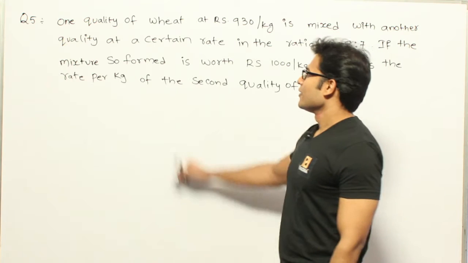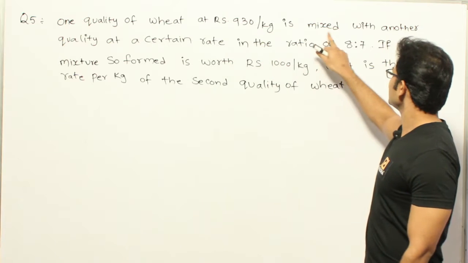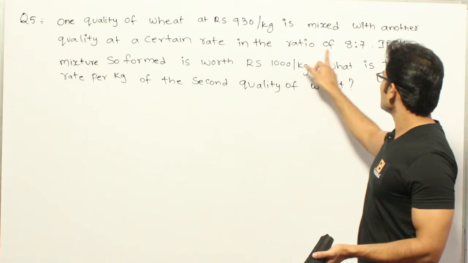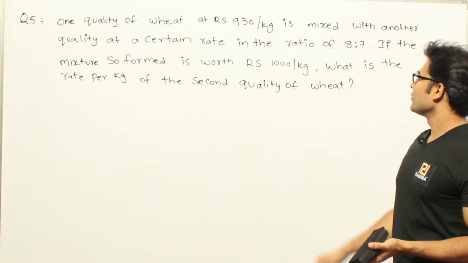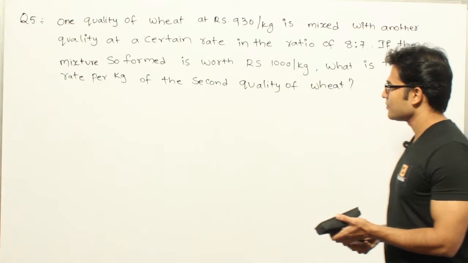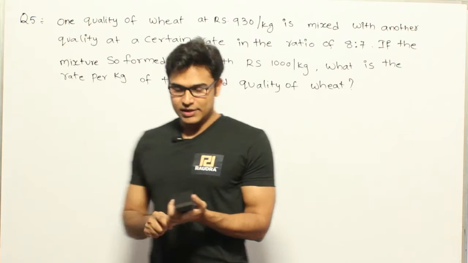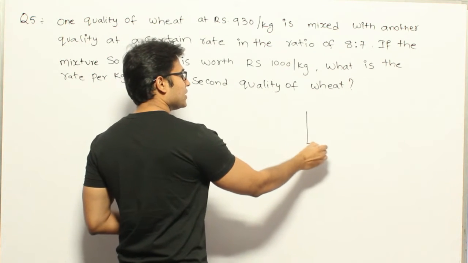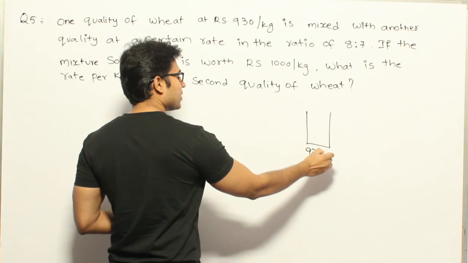Let's say one quality of wheat at rupees 930 per kg is mixed with another quality at a certain rate in the ratio 8:7. If the mixture so formed is worth rupees 1000 per kg, then what is the rate per kg of the second quality of wheat? So they are saying that they have taken two qualities of wheat. One quality of wheat is such that its cost is 930 rupees per kg.